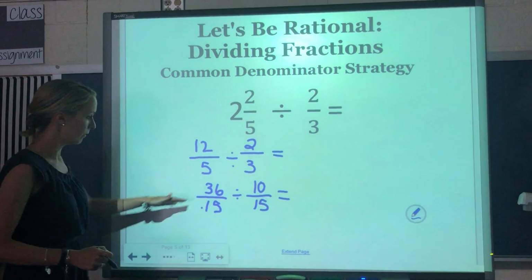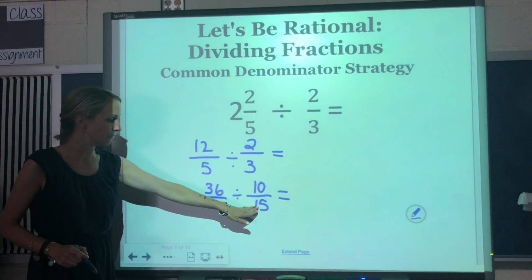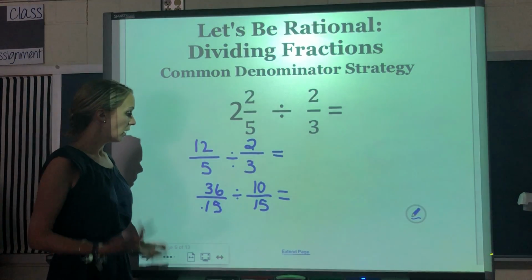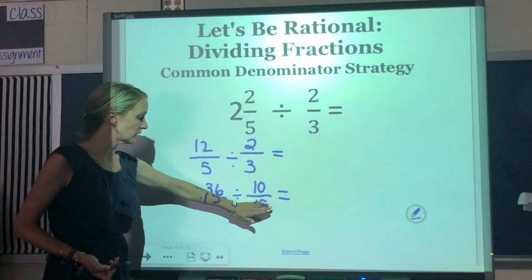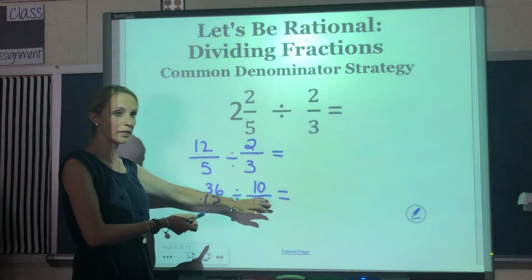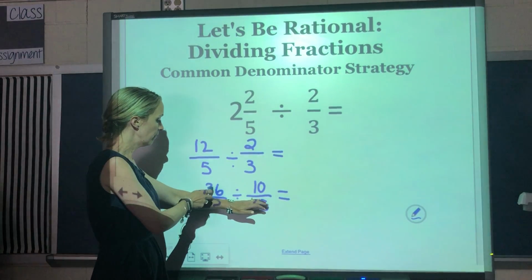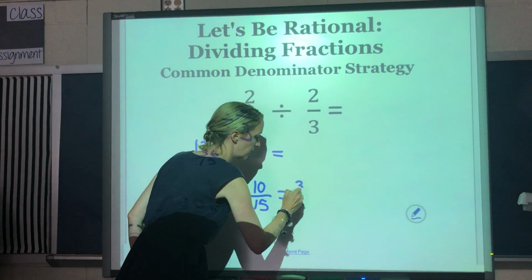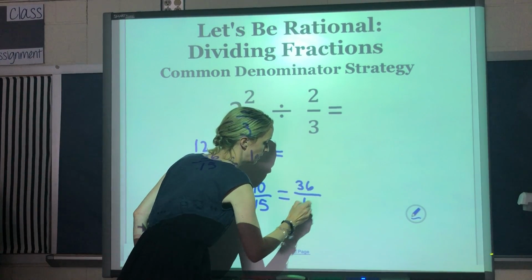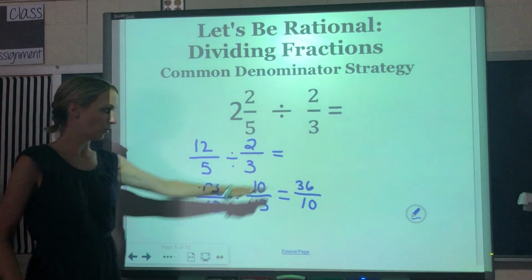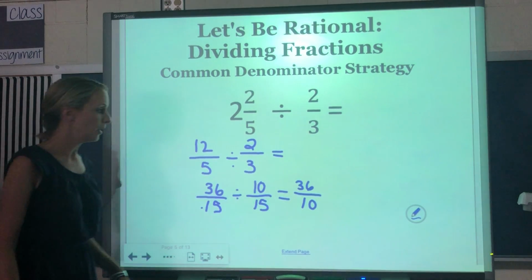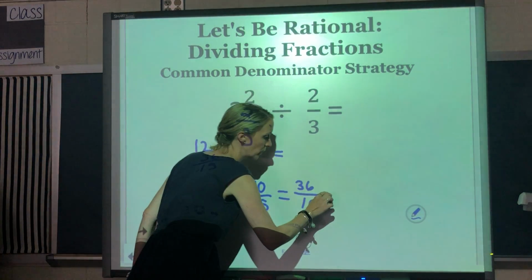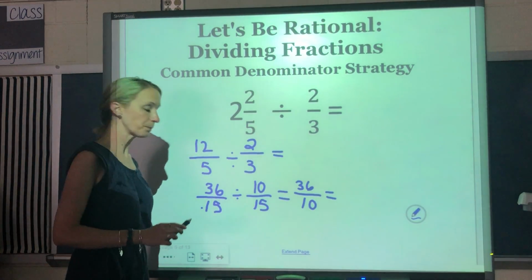All right, so my new problem, now I want to know how many groups of 10 fifteenths fit into 36 fifteenths. So this is just straight division now, because the denominators are the same. So it's just like saying how many groups of 10 fit into 36. So I can simply say, another way to say that is 36 divided by 10, or 36 over 10. And of course we know we can't leave that as an improper fraction. So now I'm going to simplify.